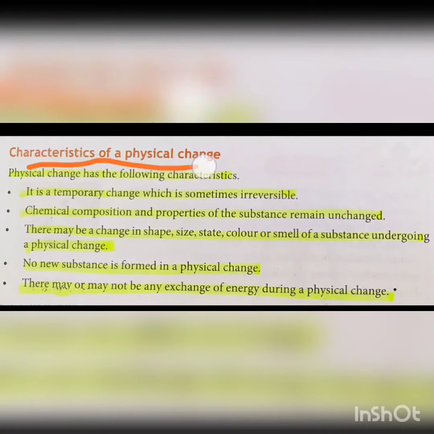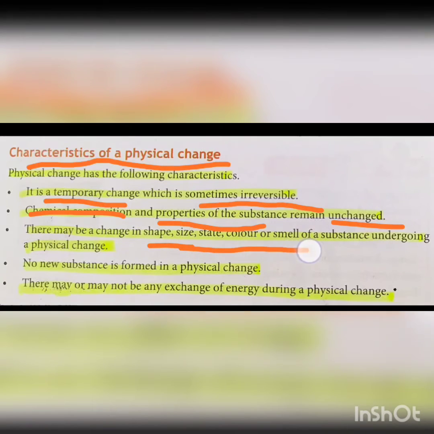Characteristics of a physical change. Physical change has the following characteristics. It is a temporary change which is sometimes irreversible. Chemical composition and properties of the substance remain unchanged. There may be a change in shape, size, state, color, or smell of a substance undergoing a physical change. No new substance is formed in a physical change. There may or may not be any exchange of energy during a physical change.